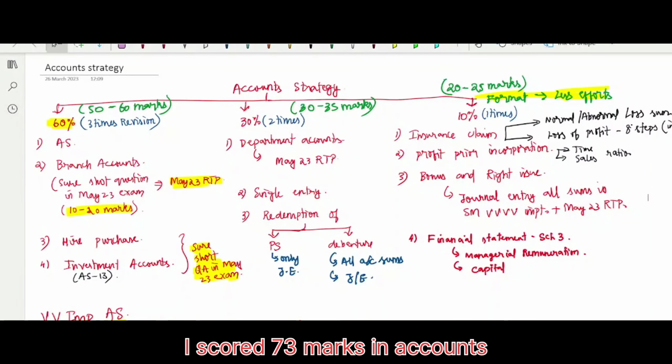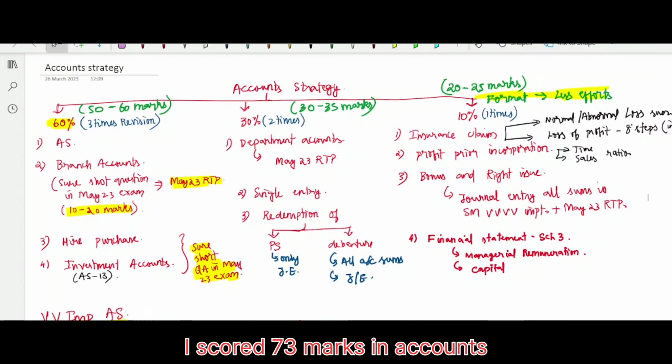And then comes financial statements, which is nothing but the Schedule 3 format, which is easy since we have already learnt it many times during our school days itself. There is one change in the balance sheet, so please go through that format as well. Moreover, there are two other concepts, managerial remuneration and capital related. You can find 2 to 3 sums in your study material and go through those sums. That is well sufficient.